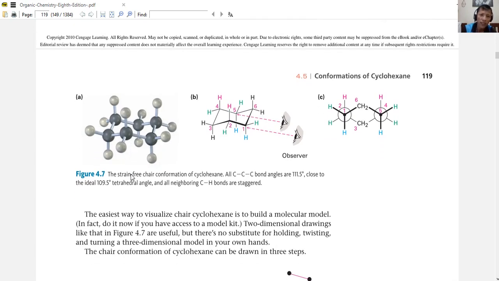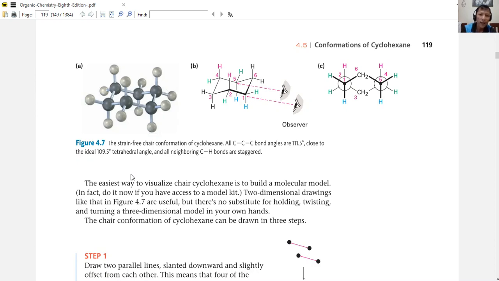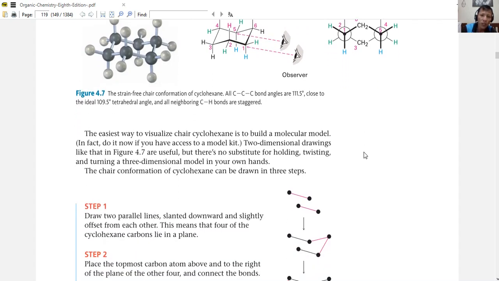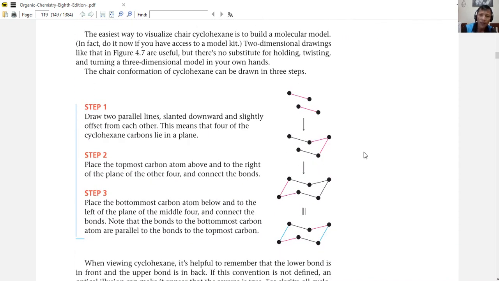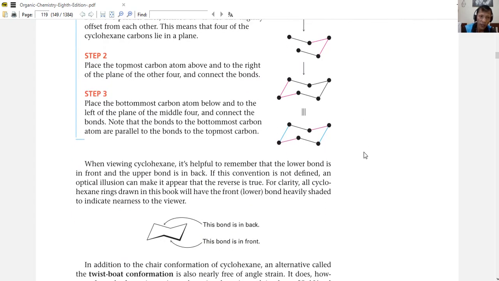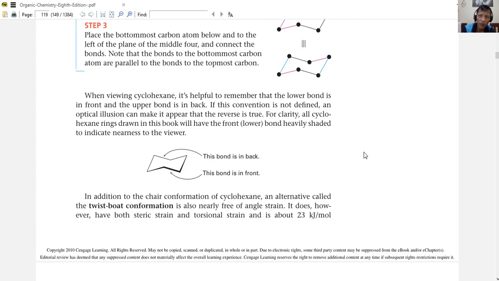The easiest way to visualize the hexagonal ring is to build a molecular model. Two-dimensional drawings like that, 4.7. So again, this is two-dimensional in a three-dimension fashion so that we can imagine the three-dimension. Chair conformation cyclohexane can be drawn in 3 steps. Anyway, it's an instruction on how to draw it. I guess by looking at it, we can copy those drawings.